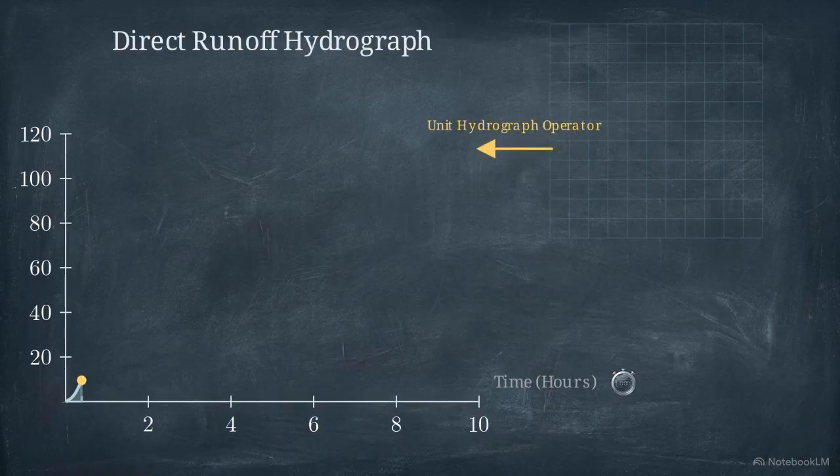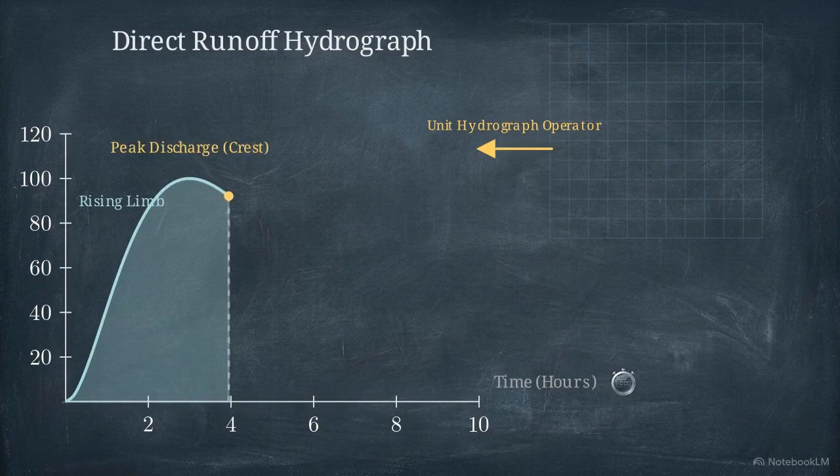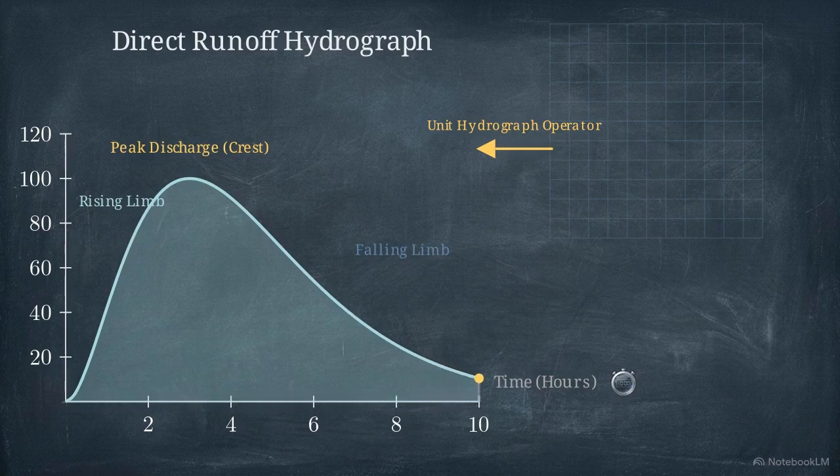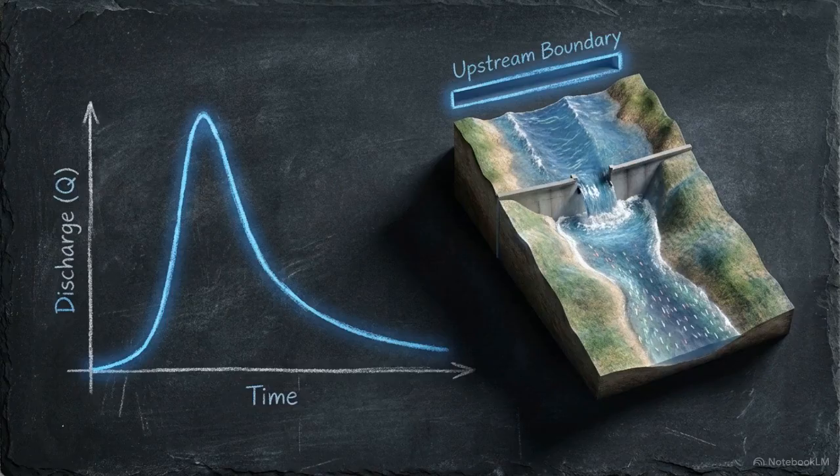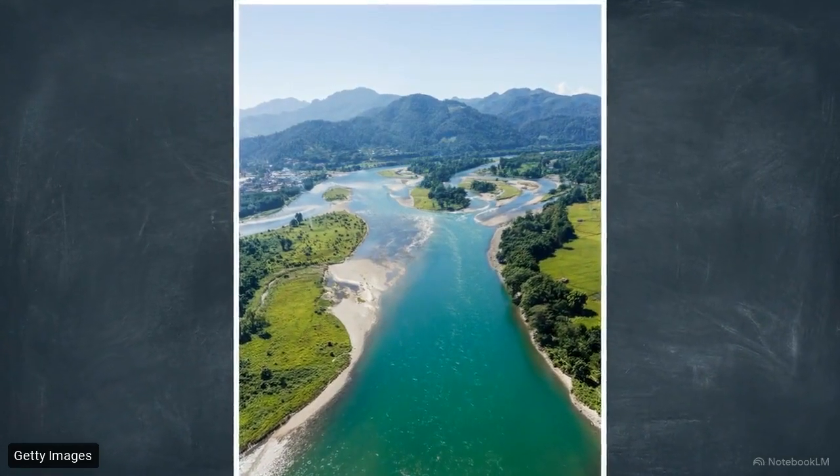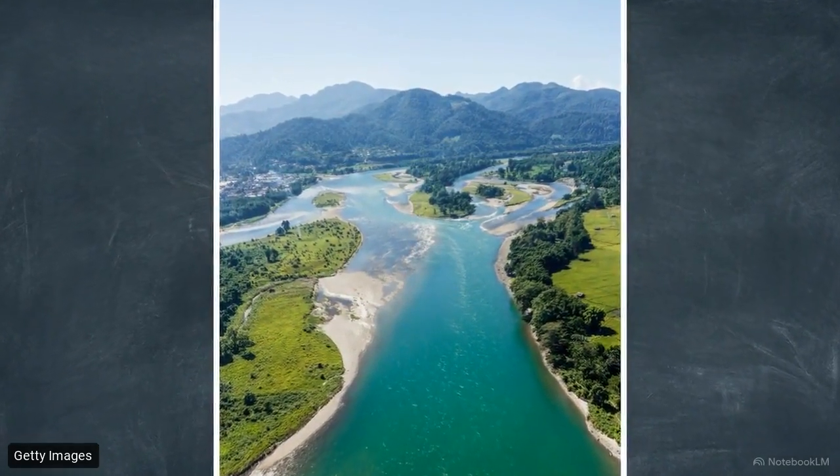The end product of this phase is the direct runoff hydrograph, a curve plotting the exact discharge in cubic meters per second over time. This curve serves as the exact fuel. It provides the upstream boundary condition for our entire hydrodynamic simulation. With the water quantified, we shift to the physical arena, the floodplain.